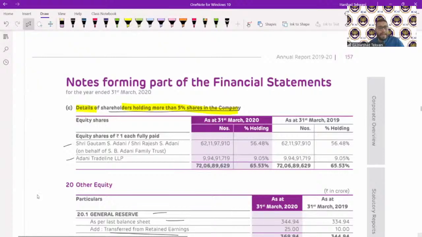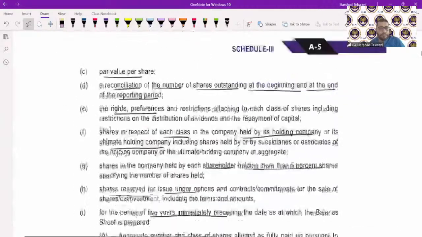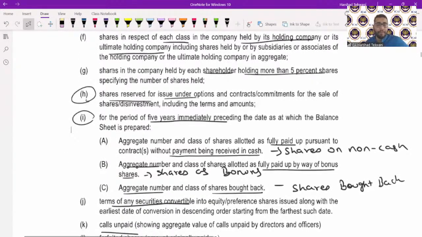Now, there will be some details which are not disclosed. For example, this particular thing. If there is no such transaction, if there is no such activity present, then there is no requirement to disclose this particular item. Okay. If there is no share reserved under options, then it is not required to be disclosed. So you need to see whether that particular disclosure requirement is relevant or not. If there is no transaction, there is no need to disclose anything. Okay. I hope it is clear. Any doubt?